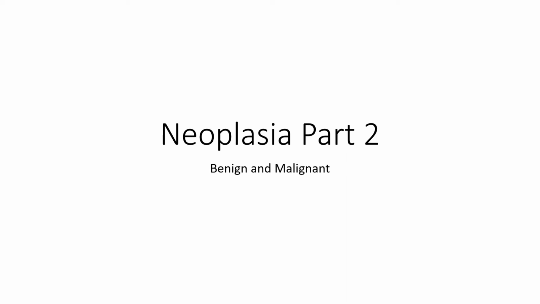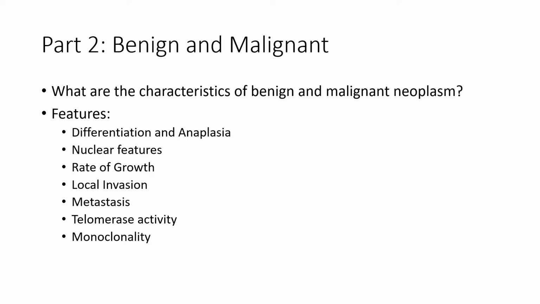In this part 2 of the Neoplasia lecture, we will look at benign and malignant neoplasia. We will concentrate on the characteristics of benign and malignant neoplasms, such as differentiation and anaplasia, nuclear features, rate of growth, local invasion, metastasis, telomerase activity, and monoclonality.